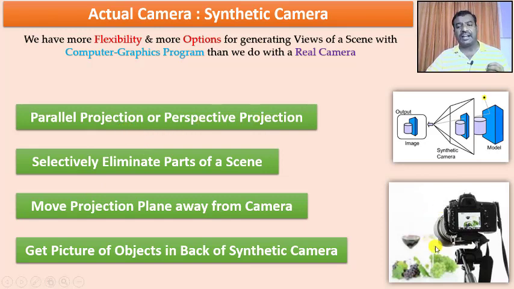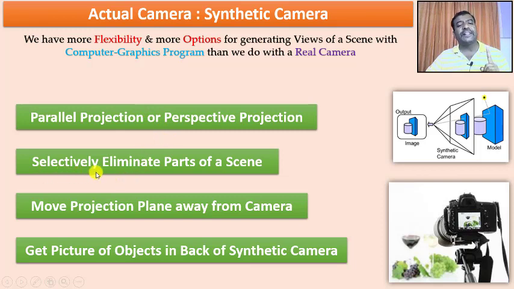If it is an actual, physical camera, every time it's going to be a perspective projection. There is nothing called parallel projection in your actual physical camera. But if it is a synthetic camera, with respect to computer programming, now you can choose a parallel projection or you can choose a perspective projection. This is one flexibility we can have.